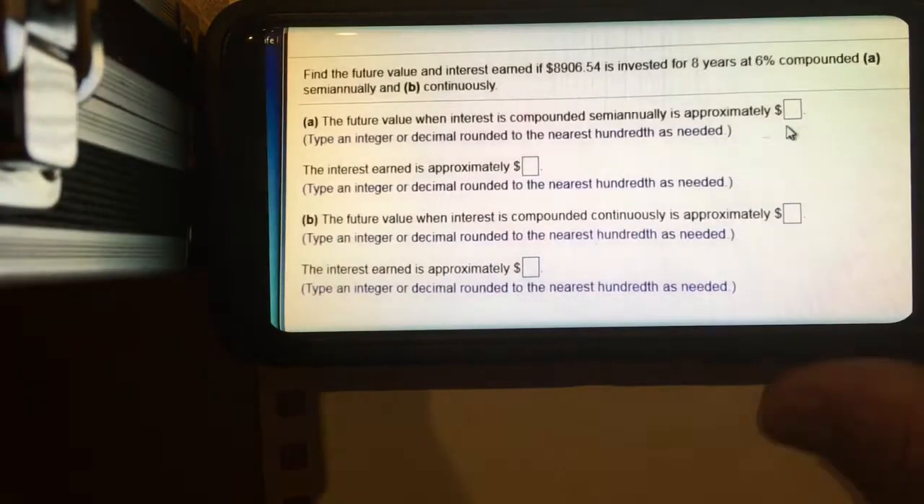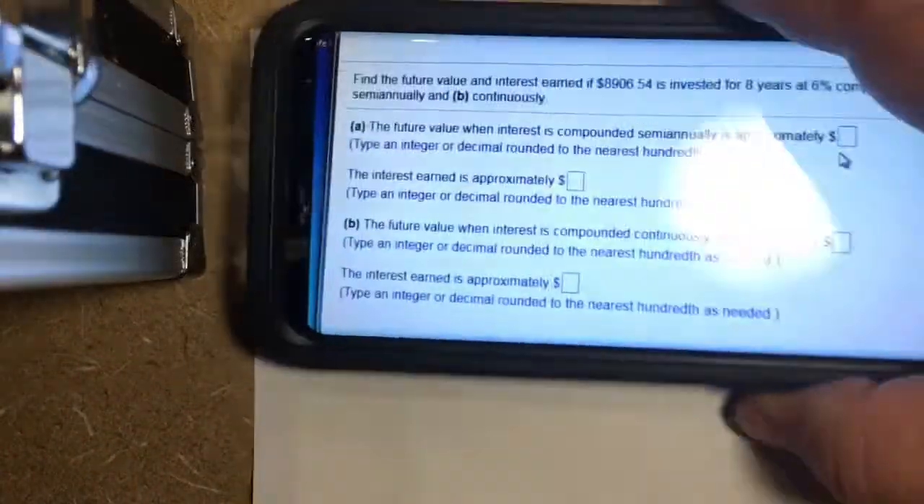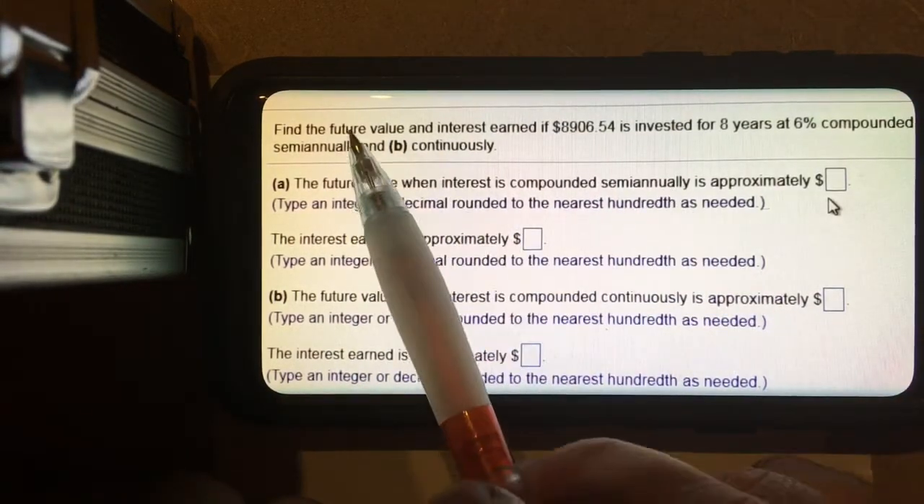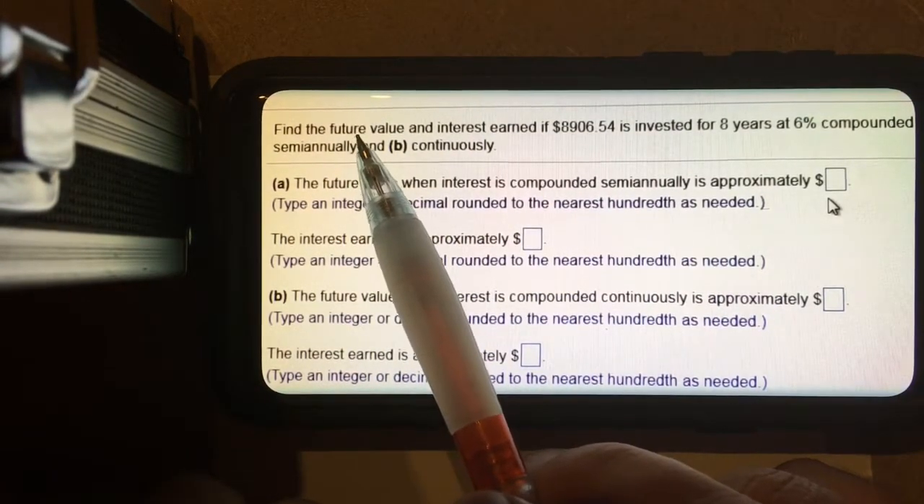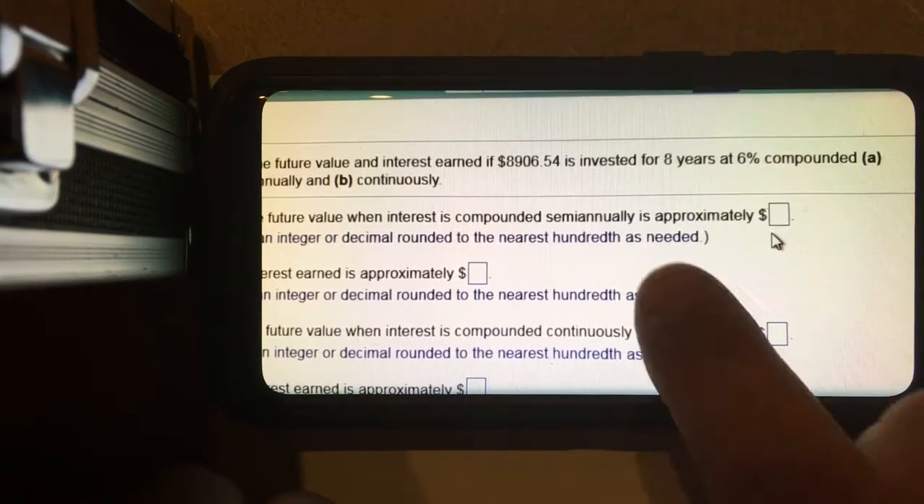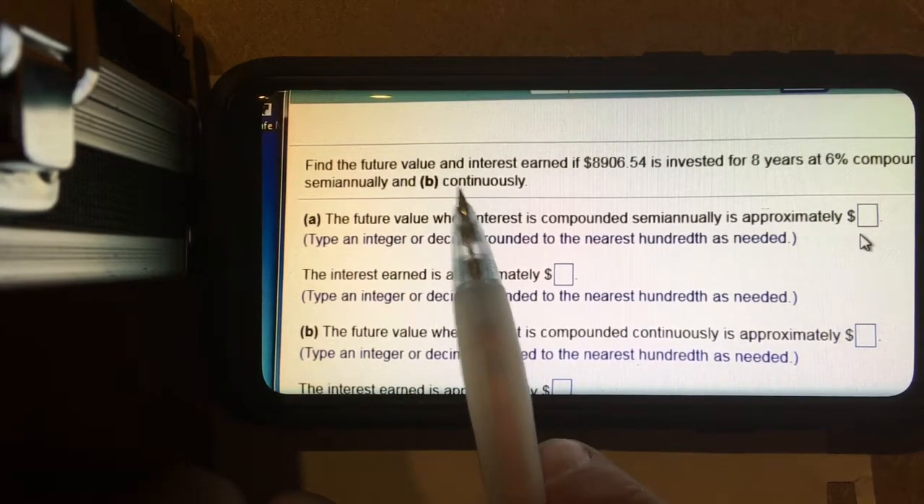Number 37 is the compound interest problem. So 37 gives us several bits of information. It tells us that the principal is 8906.54. Sometimes it asks us what the principal is, what we need to invest, but this time it doesn't. It gives us the principal value. 8 years is T, 6% I rewrite as 0.06 as a decimal, compounded semi-annually. That means N equals 2. Continuously is a different type of problem, and we'll do that in a little bit.